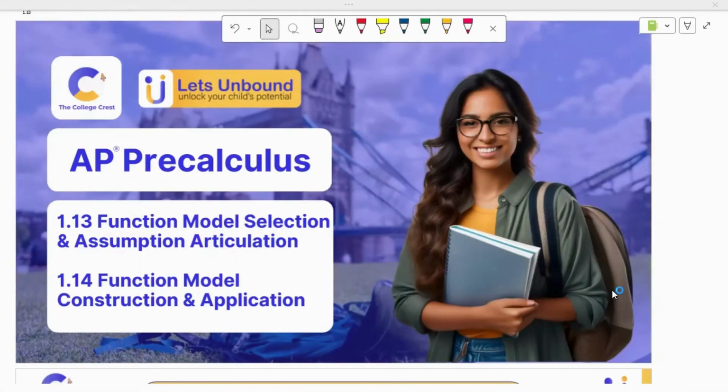We have reached the final part of our AP Precalculus One Topic at a Time series, Unit 1 playlist. In this part, I have combined the lessons 1.13 and 1.14 into a single session to wrap up Unit 1. But that's not all. There will be one more special bonus episode coming up next.